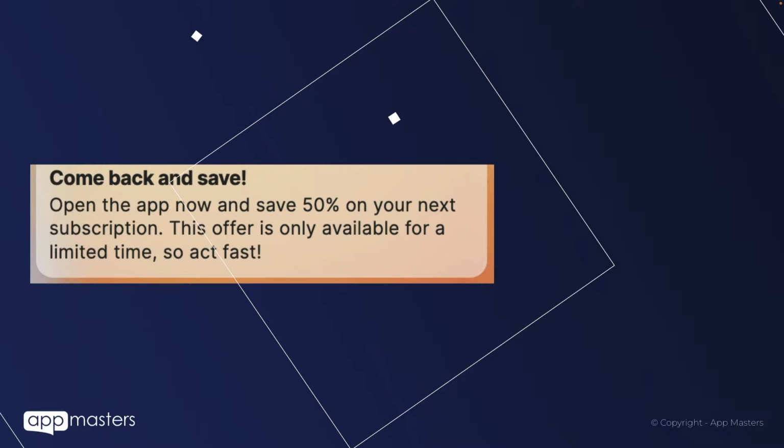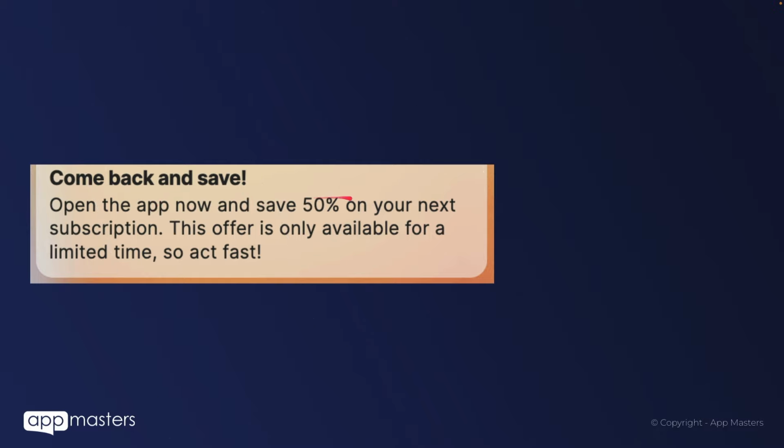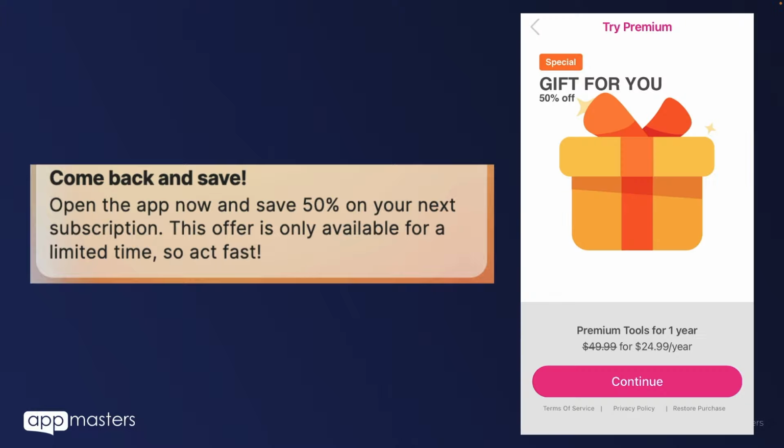Now, with push notifications, shout out to you, Masood, somebody within my community, he tested this. So if somebody canceled a trial, okay, you activated a trial, and then you cancel it, you as a developer or your developer knows when that trial has been canceled. Apple and Google will both tell you. So Masood decided to send a push notification, said, hey, come back and save. Open the app and save 50% off your next subscription. This offer is only available for a limited time. So act fast.